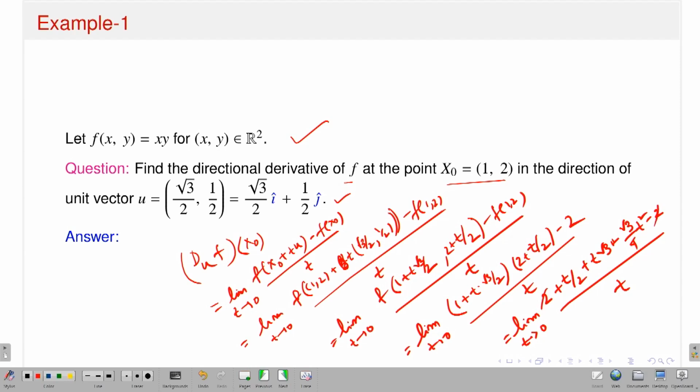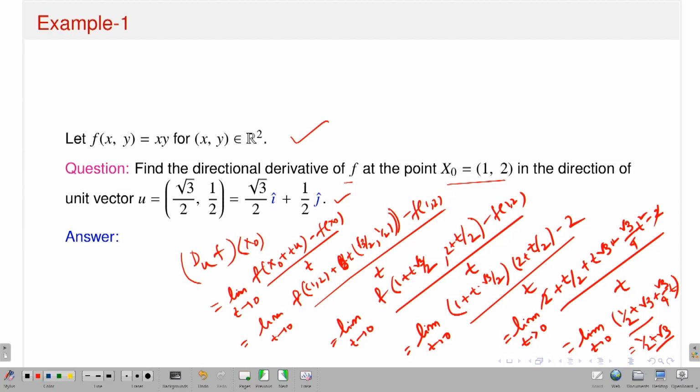2 get cancelled. Then what will happen? This is limit t approaches to 0. Now t, that means this will give you half first one, second one give you root 3, and third one give you what? So root 3 by 4 times t. And if I take the limit, what will happen? First one it will be as it is because it is independent of t. So that means this should be half plus root 3. That's the value.